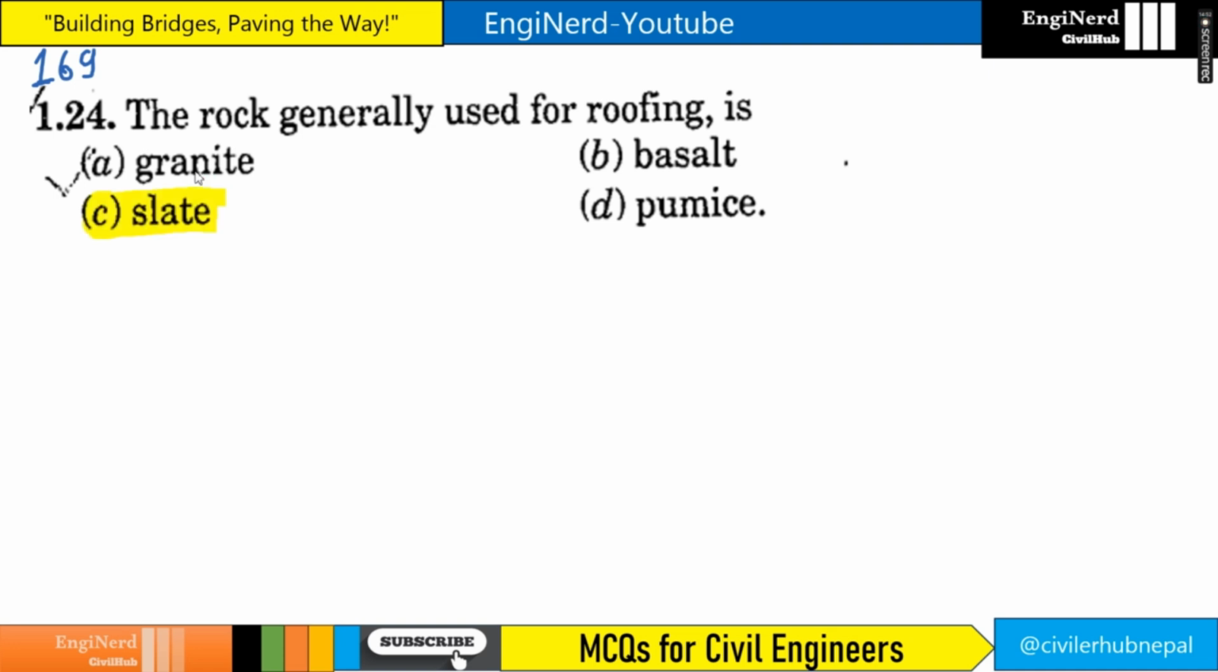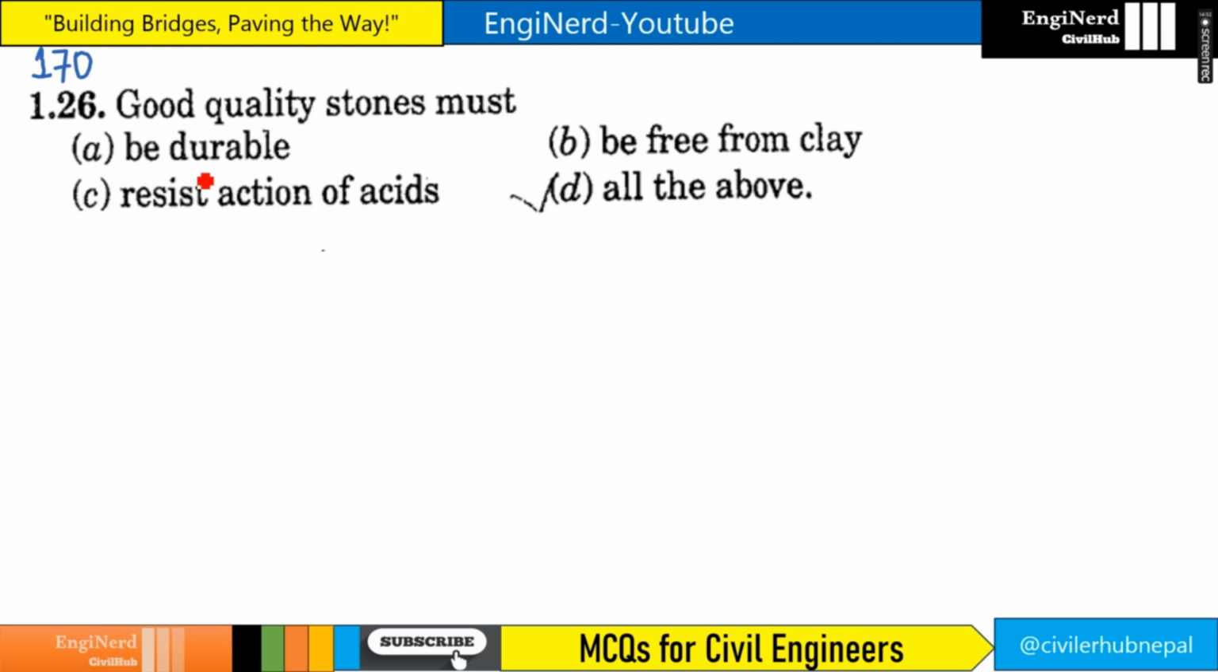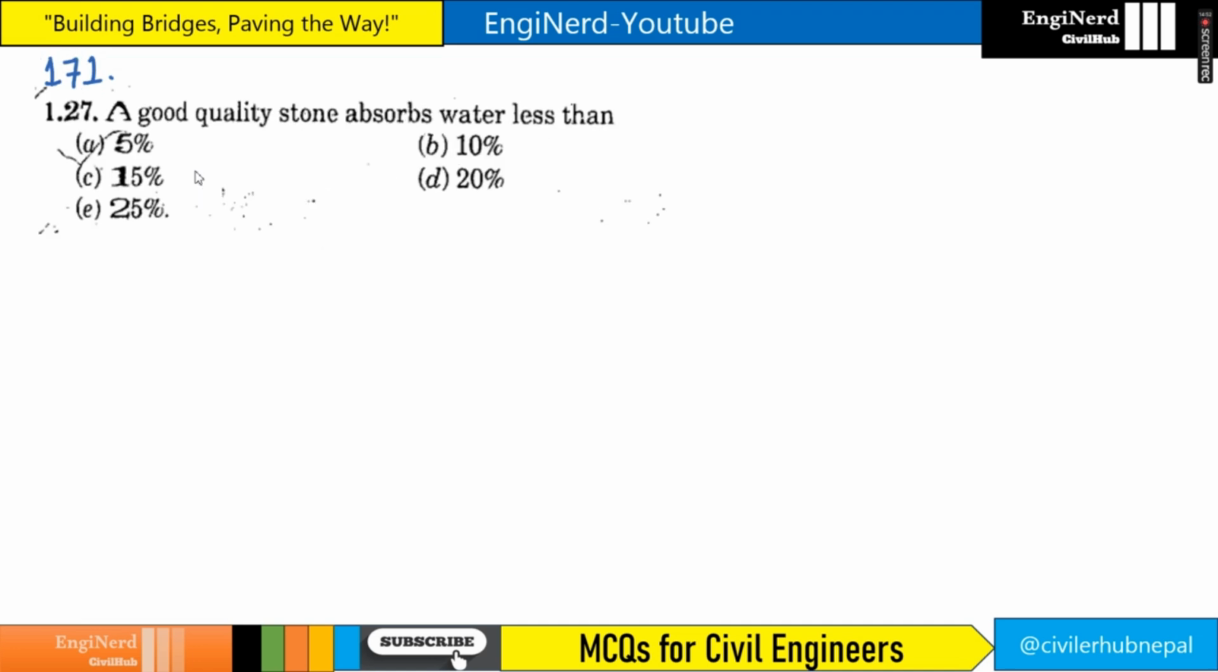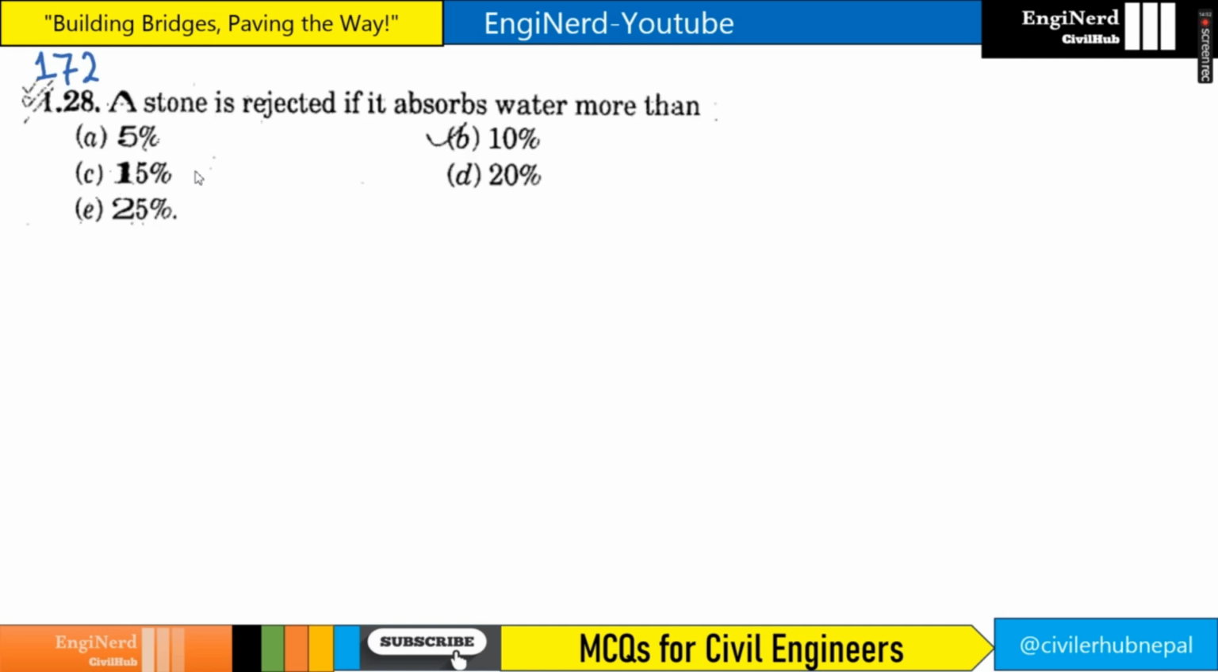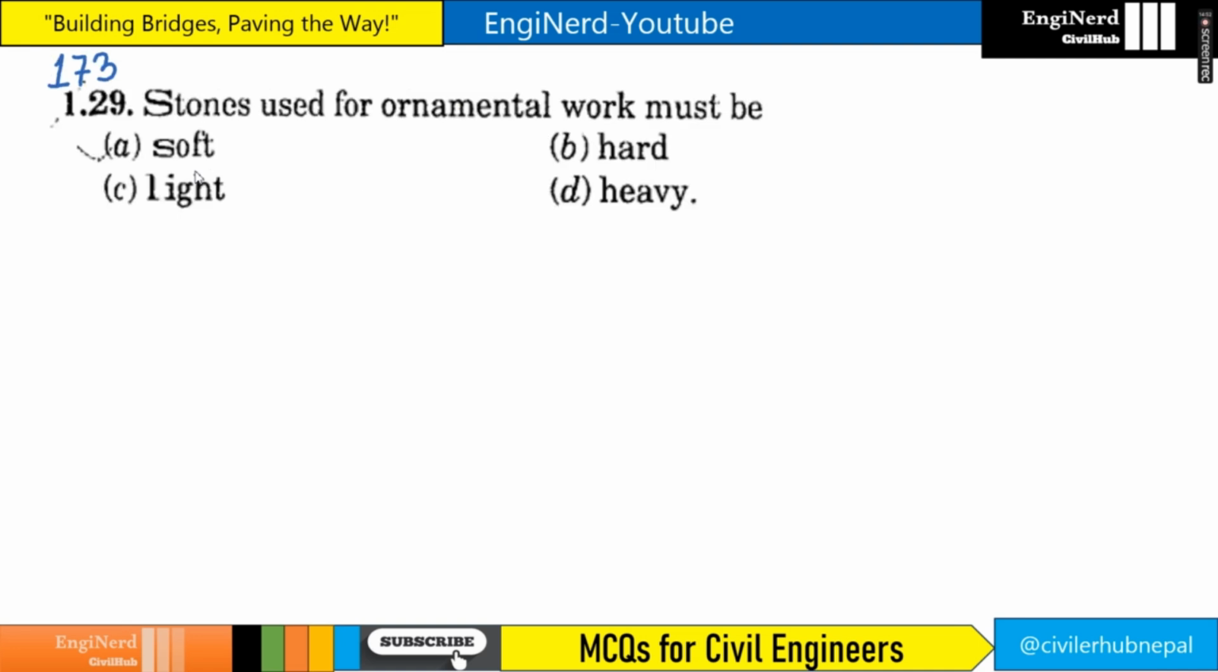The answer is slate. Good quality stones must be durable, be free from clay, resist action of acids, all of the above. The answer is it should be durable and free from clay and it should resist action of acids as well. A good quality stone absorbs water less than 5%, right? The answer is 5%. It is rejected if the water absorption is more than 10%, right? So the answer is B.